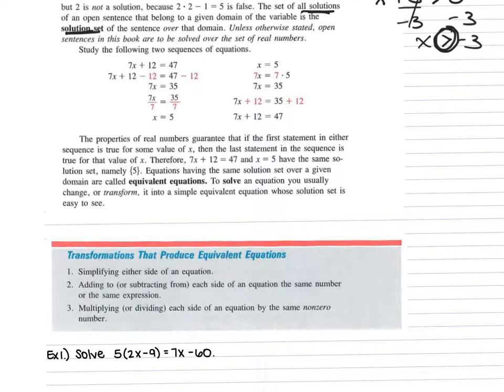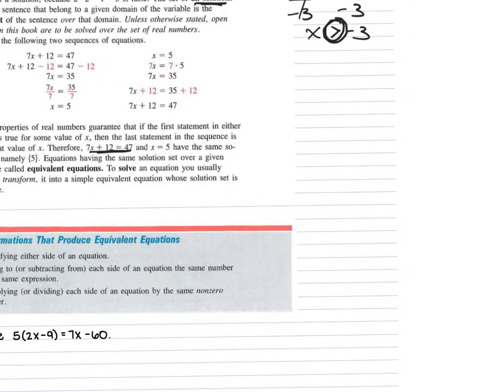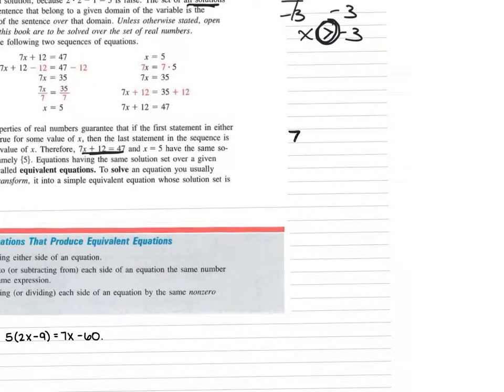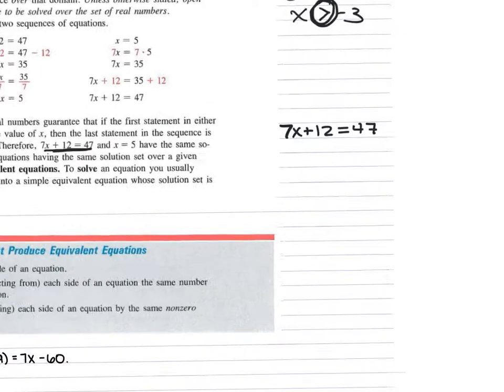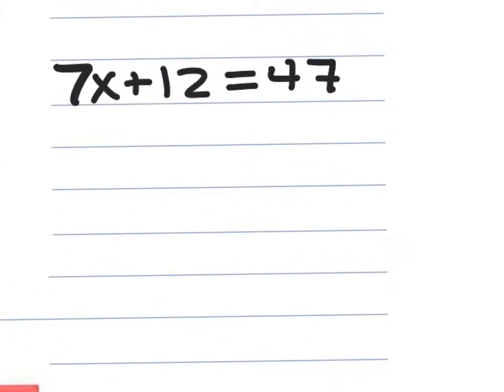All right, so we're looking for things that are true. Let's say that we've got two separate equations, like 7x plus 12 equals 47. Let's take a look at that for a minute. 7x plus 12 equals 47. Walk me through that one. Where am I going with that?